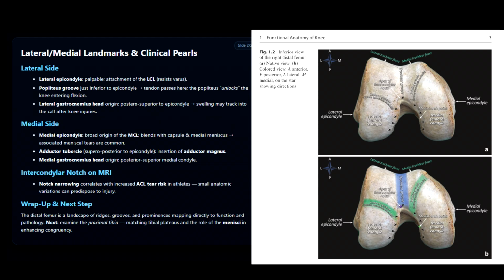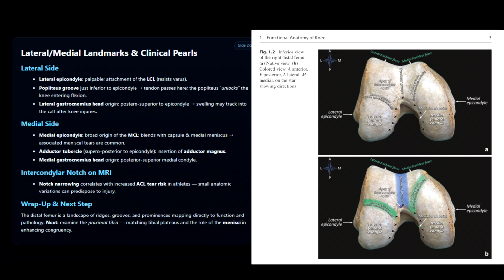To tie it all together, from this inferior perspective, the distal femur reveals its role as both an articulating surface via the condyles and trochlear groove, and as an anchor point for some of the most important stabilizing structures of the knee: the cruciate ligaments, collateral ligaments, and major muscles. Now, with the femur fully appreciated, it's time to look at its partner, the proximal end of the tibia.